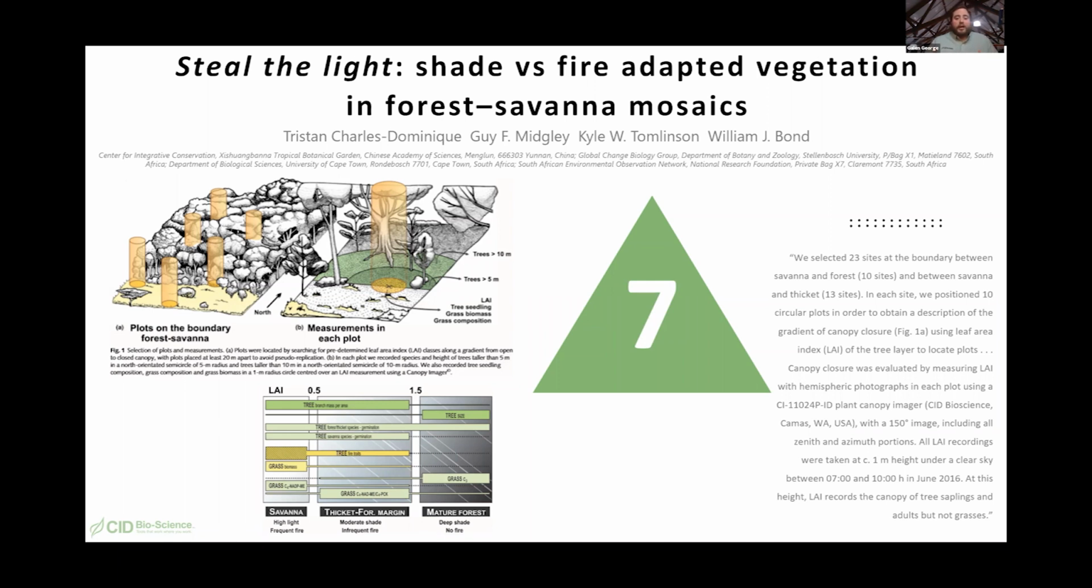So a really interesting study, summarizing and explaining these really intense divides, these two mutually exclusive mosaics that exist right next to each other. It was a really cool, eye-opening study. So another great use of the CI-110 in this study.